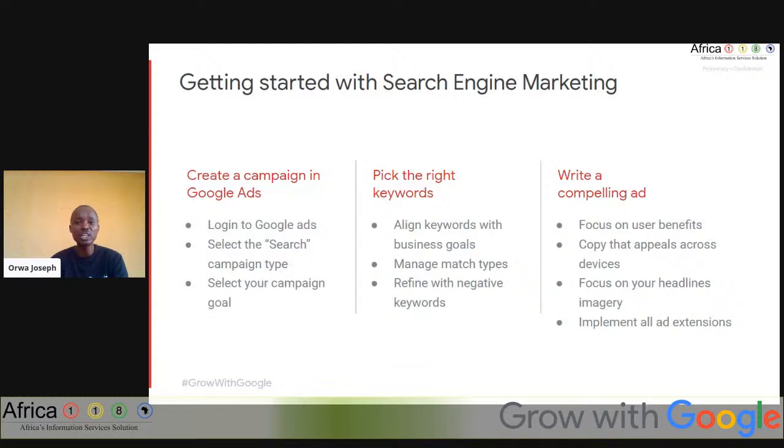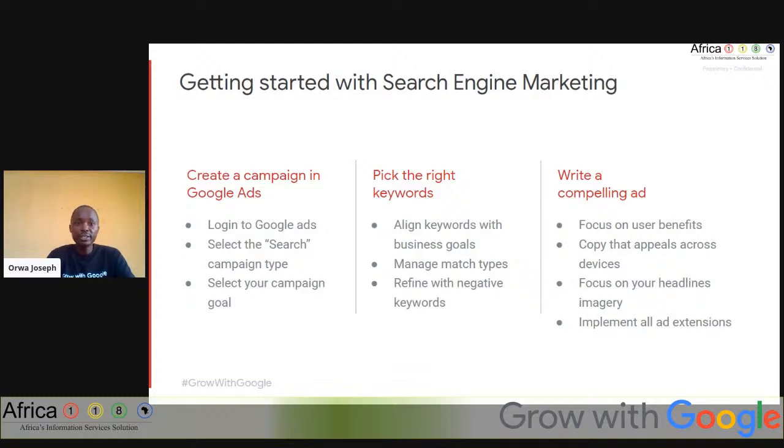As we are focusing on search engine advertising, you would then select the search network to secure your ad, as shown in the next slide that we'll be having a look at. It is very easy for you to set up a search engine marketing strategy. You log into Google Ads, select the search campaign type, and select your campaign and the goal.